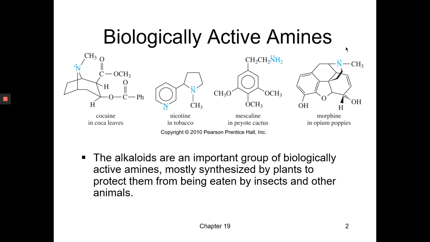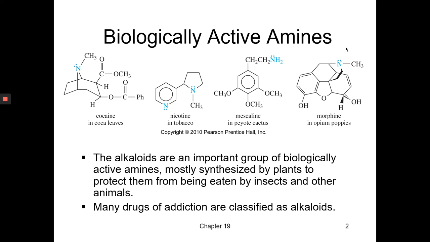Alkaloids are a family of important biologically active amines. Most of them are synthesized by plants, and their role is to protect them from being eaten by insects and other animals. Many drugs of addiction are classified as alkaloids.